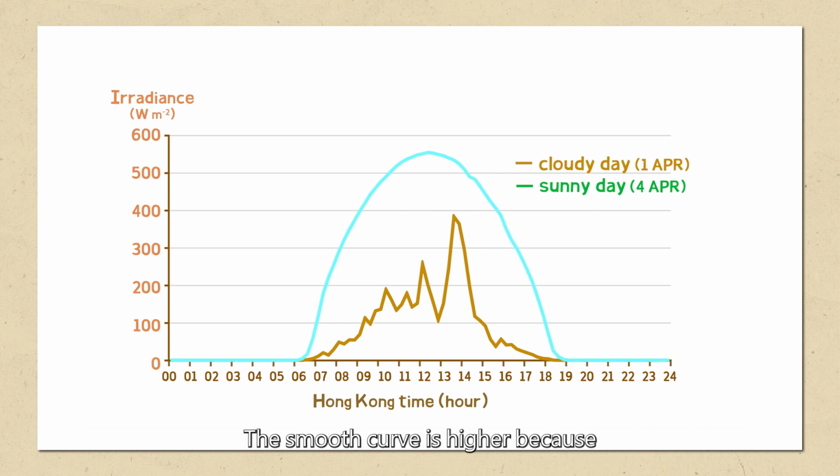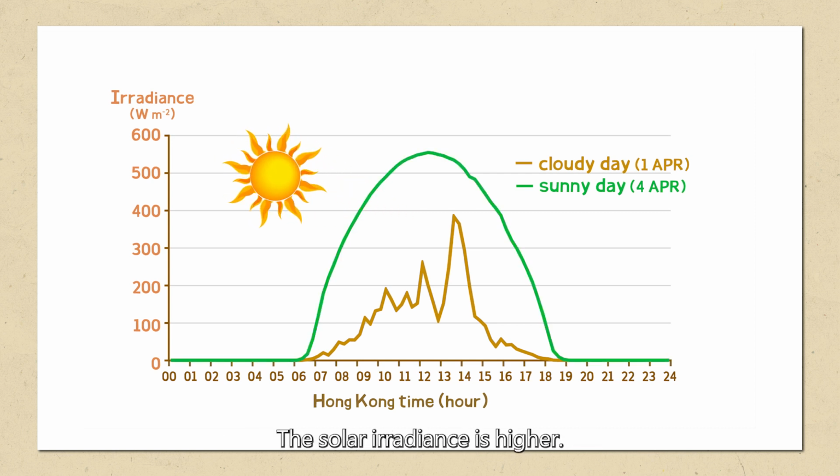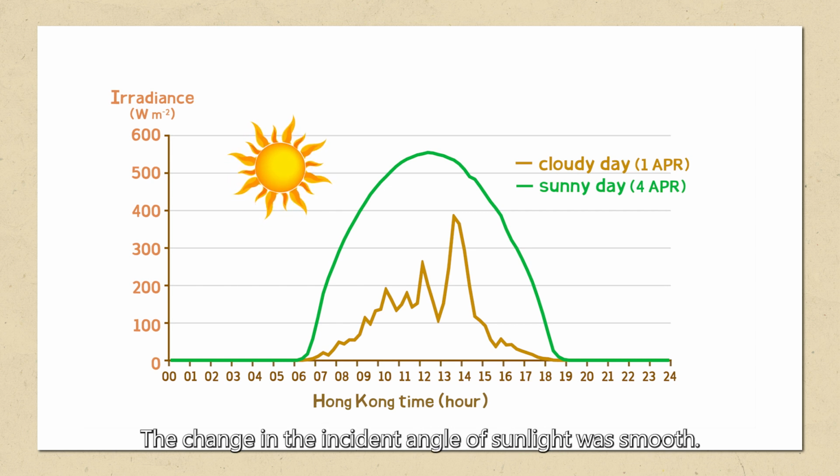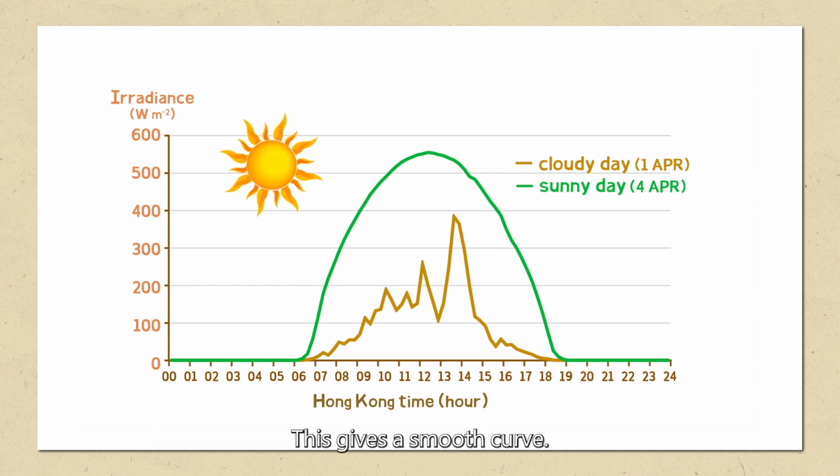The smooth curve is higher because sunlight is more intense on a sunny day. The solar irradiance is higher. There was no cloud on that day. The change in the incident angle of sunlight was smooth. This gives a smooth curve.